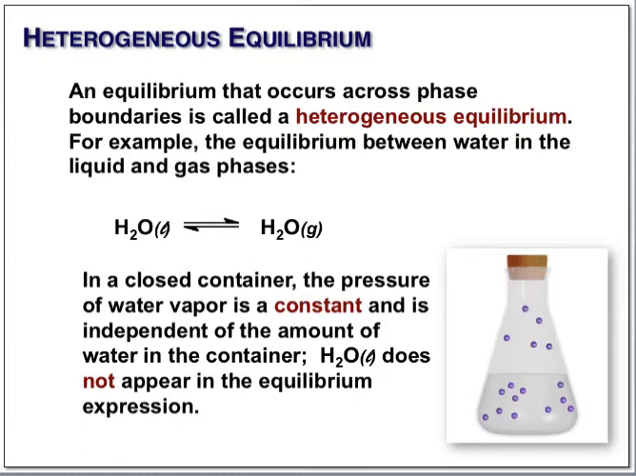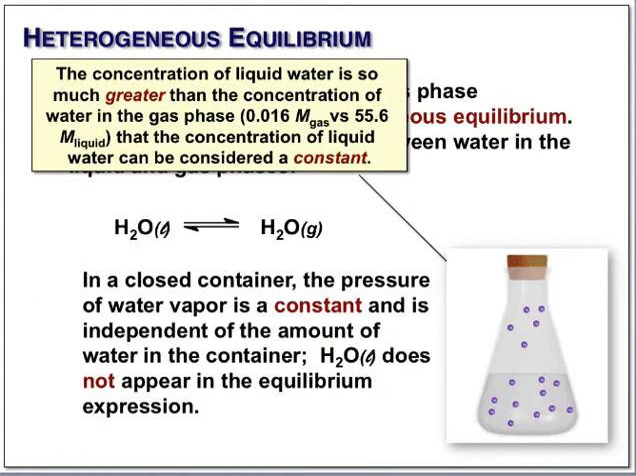We've talked before about water being in equilibrium with vapor. This is where we get the vapor pressure due to water. If we have a closed container, the pressure due to the water vapor is going to be a constant. It doesn't matter how much water you have, the vapor pressure is a constant at a given temperature.